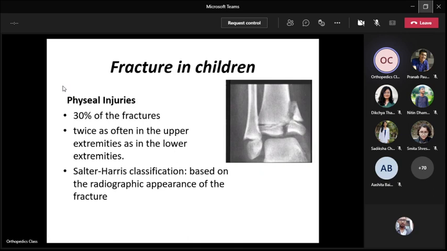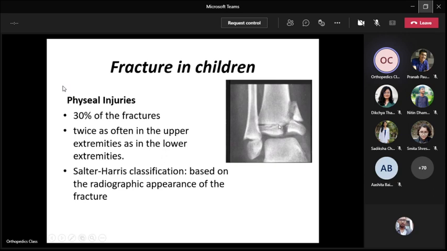30% of the fractures occur through this, twice as often in the upper extremities in comparison to the lower extremities. And Salter Harris has classified these fractures based on the radiographic appearance. Why is this important? If you allow the fractures to heal in these positions, it will be malunited, the growth plate is disturbed over there, and the patient will have a deformed foot. If you see the ankle, it's subluxated, isn't it?